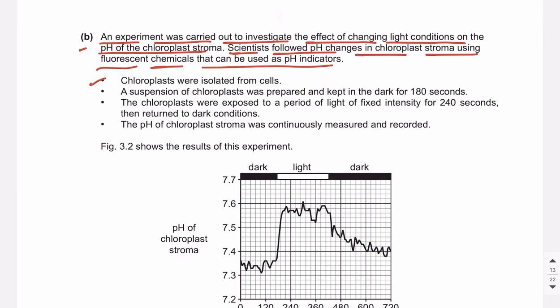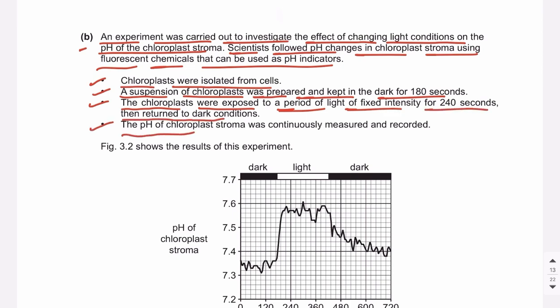So the steps were: chloroplasts were isolated from cells. A suspension of chloroplasts was prepared and kept in dark for 180 seconds. The chloroplasts were exposed to a period of light of fixed light intensity for 240 seconds, then returned to dark conditions. The pH of the chloroplast stroma was continuously measured and recorded. Figure 3.2 shows the results of this experiment.